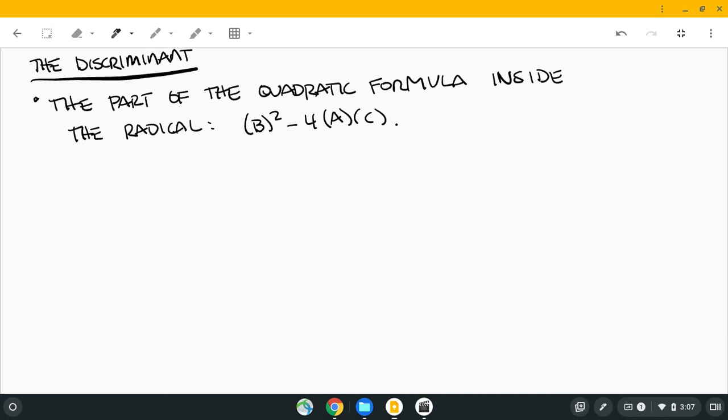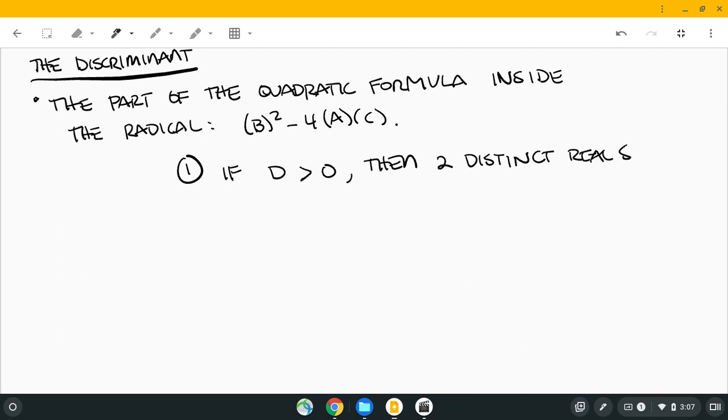Okay, and so this part is inside the radical, so we know that if inside the radical is negative, we end up with imaginary, something that's not real. So we have some situations here. Let's call this D for discriminant. If the discriminant D, which is b squared minus 4ac, is positive, then we have two distinct real solutions. If we end up with 0, then we only have one real solution.